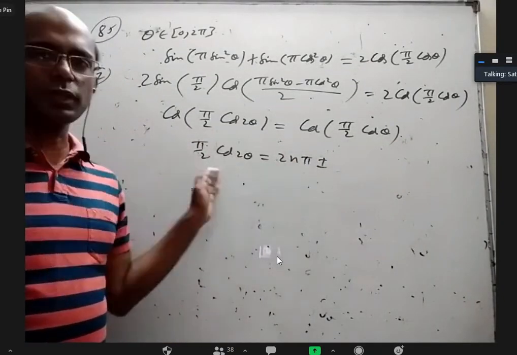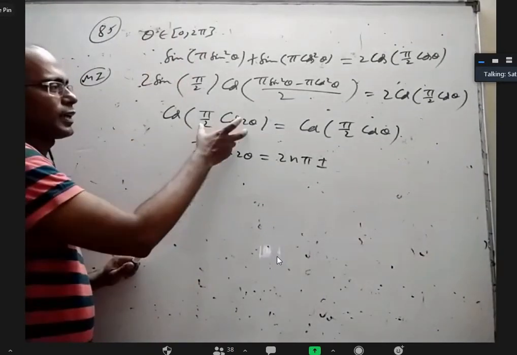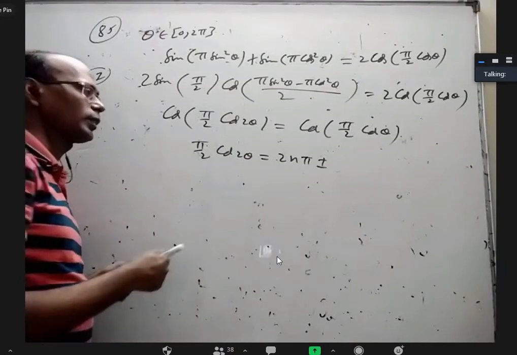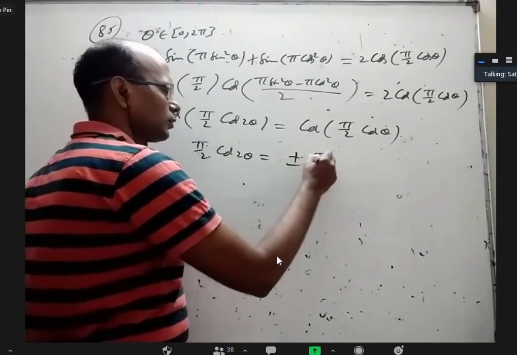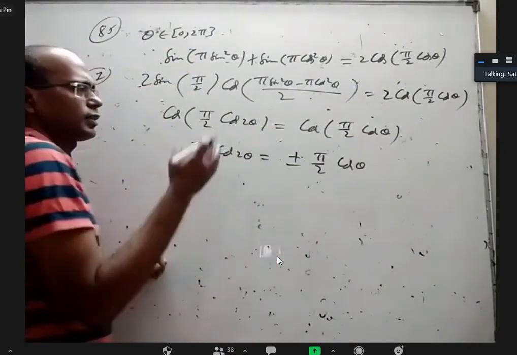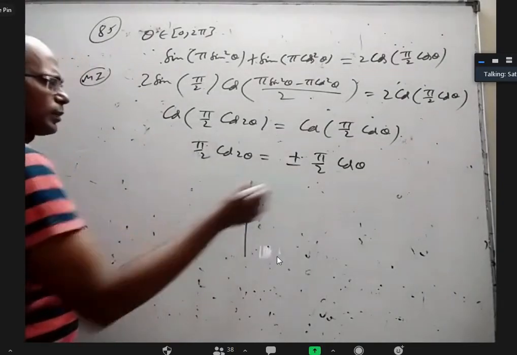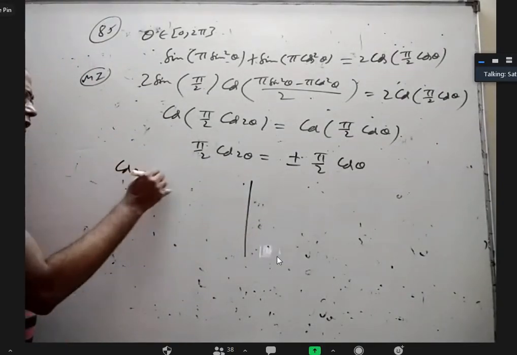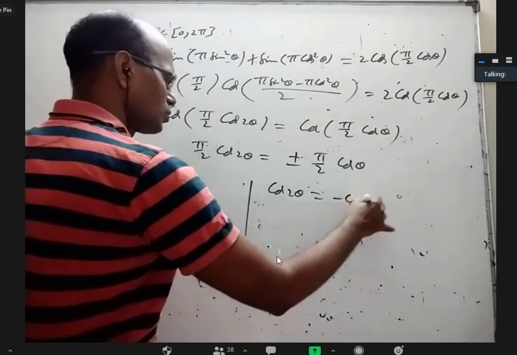Either we'll get A equal to B or A equal to minus B. That interval will come later, because right now this is between minus pi by 2 to plus pi by 2. So 2 n pi is not important. I can straight away write pi by 2 cos theta, because this is between minus 90 to 90, this is also between minus 90 to 90. Either A equal to B or A equal to minus B. So I can cancel pi by 2, then I will get cos 2 theta equal to cos theta, or cos 2 theta equal to minus cos theta.